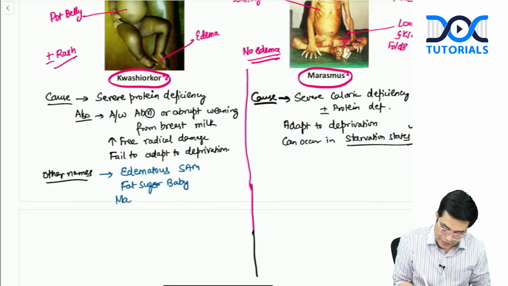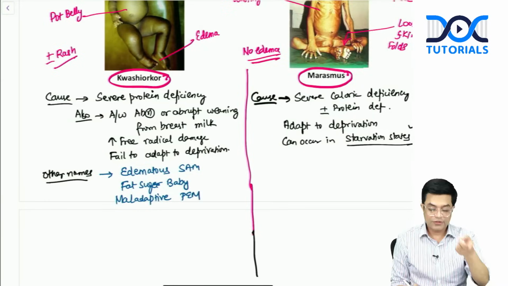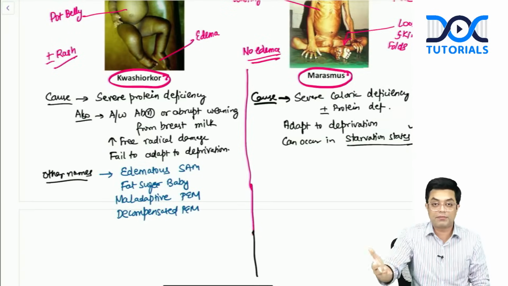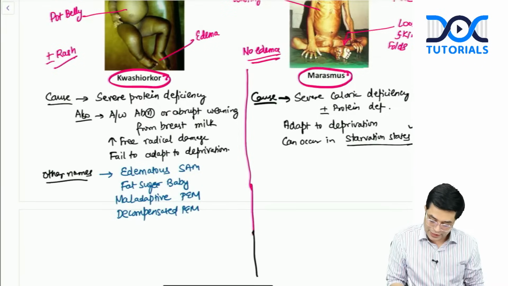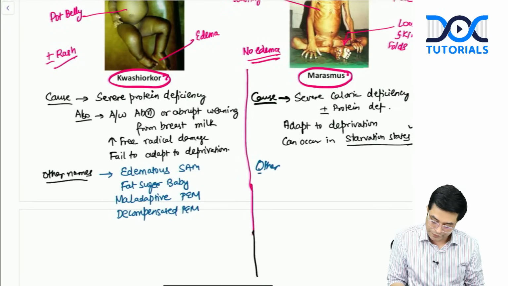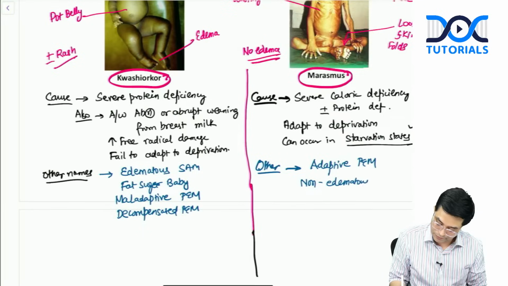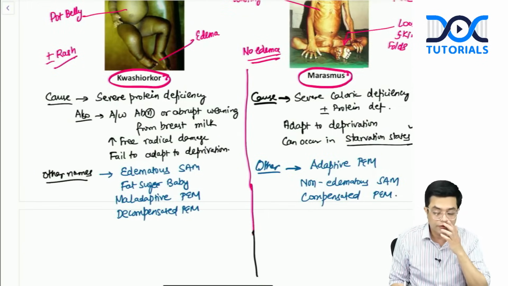If they say male adaptive PEM, that is also kwashiorkor. अगर बोले decompensated PEM, कंपनसेट नहीं कर पा रहा है, हालात से समझौता नहीं कर पा रहा है, that is kwashiorkor. On the other hand, marasmus, other names, it is called as adaptive PEM. It is also called as non-edematous SAM. It is also known as compensated PEM. The alternative names are very important, right?